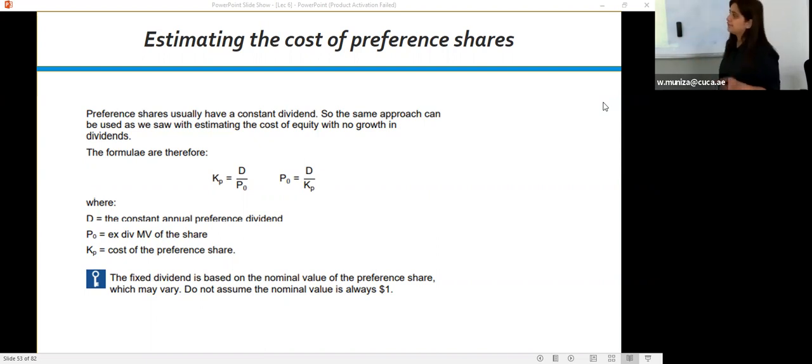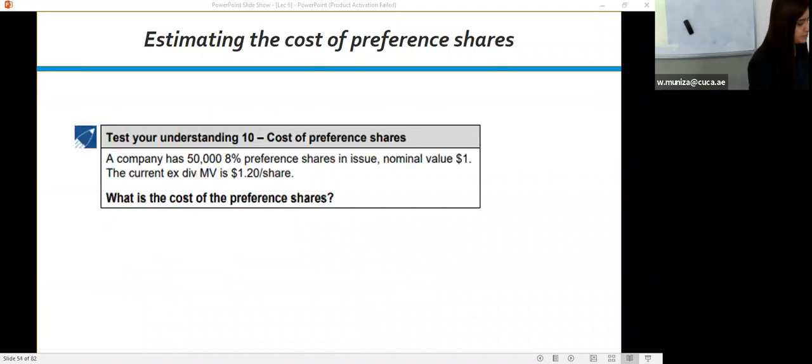So they are telling us the fixed dividend is based on the nominal value of the preference shares, which may vary. Do not assume the nominal value is always $1. So no growth is going to be assumed in the case of preference shares. The formula is the same as the dividend without growth model.